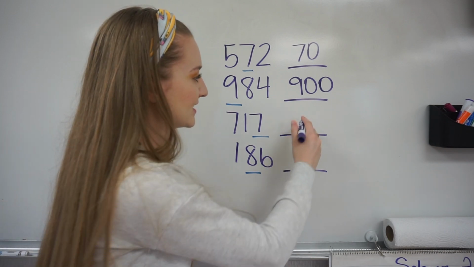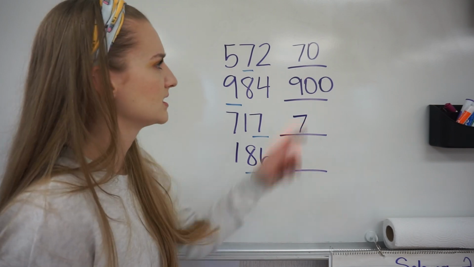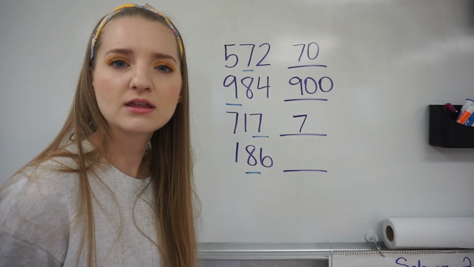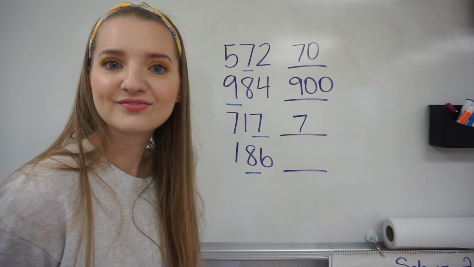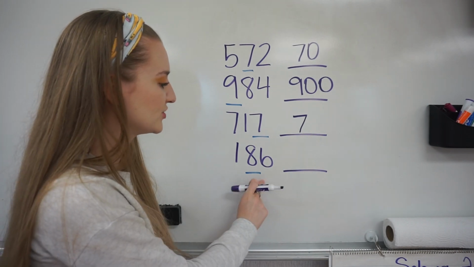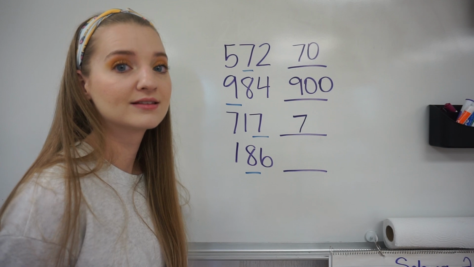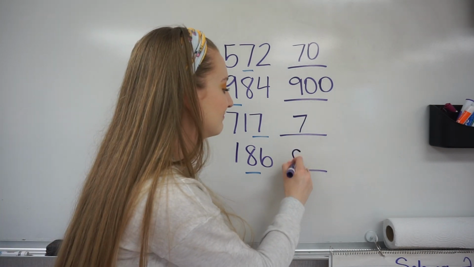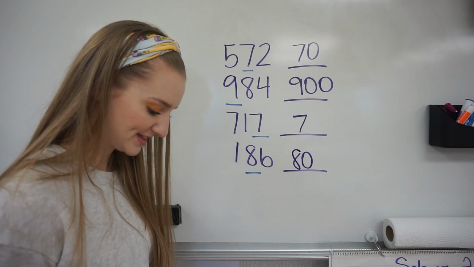Just 7, correct. Now, why is this one just 7 and it doesn't have any zeros at the end like the others? That's right, it's just in the ones place. And what about 186? It would be 80. You guys are rocking it.